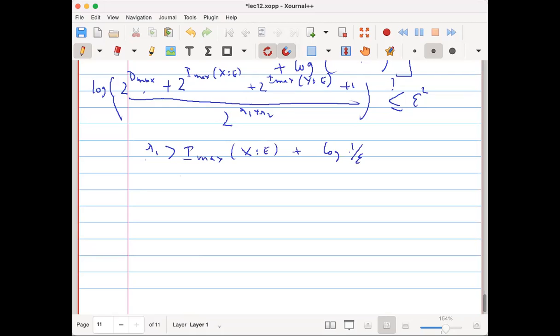Okay. So what is this telling me? This is telling me that 2 to the I max XE is less than epsilon times 2 to the R1. Okay. And similarly for I max Y. So the left hand side now becomes.